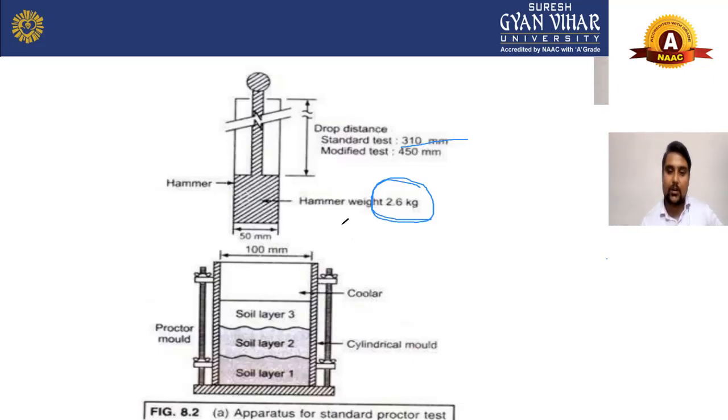And this is your mold. As you can see, the size of the mold, the diameter of the mold is 100 mm, and the volume will be approximately 1000 cc also. And this is your Proctor mold. The first soil layer will be filled, then the second soil layer, after that the third soil layer, and each soil layer you have to compact 25 times.